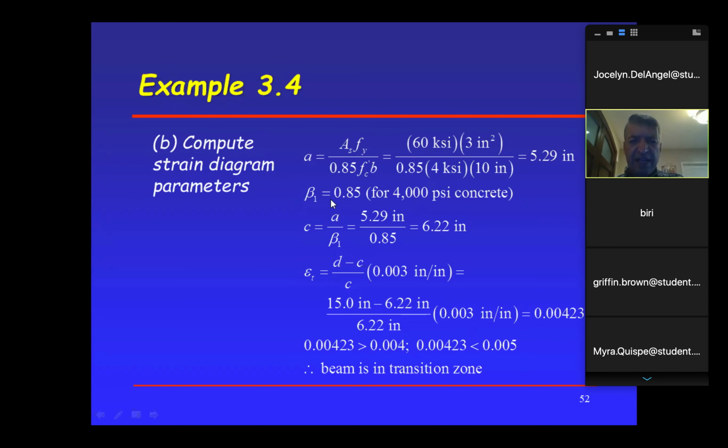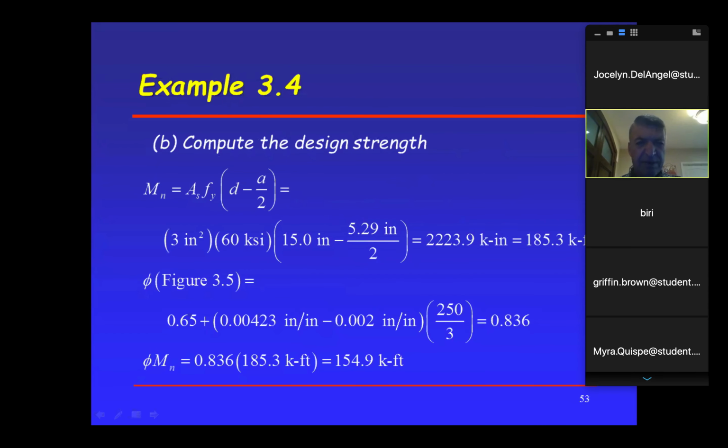All right. So now we go ahead and remember, he's asking you for the moment. What is the design moment? Design moment is phi Mn. Okay. So what is Mn? It is As fy (d minus a over 2). We have all these numbers.